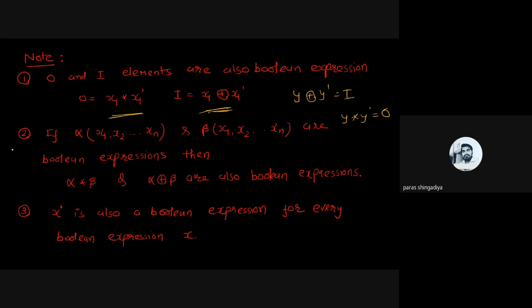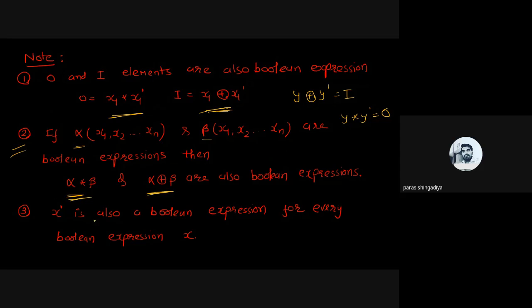Clear? Then the second condition: if alpha of x1, x2 up to xn and beta of x1, x2 up to xn are Boolean expressions, then alpha star beta and alpha ring sum beta are also Boolean expressions. Alpha involves the n values, and beta also involves the n values. Now consider its star product and the ring sum. So alpha star beta and alpha ring sum beta are also Boolean expressions.